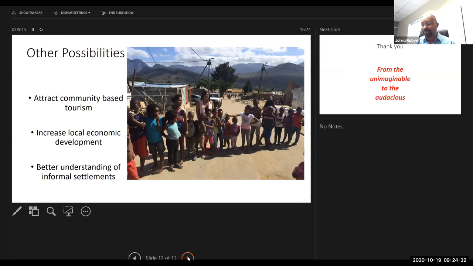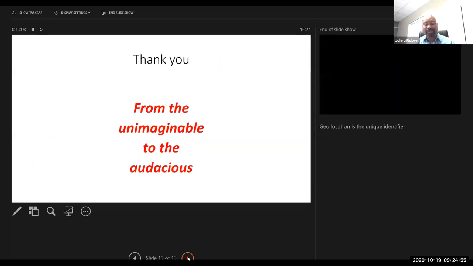Other possibilities in creating this process are that it attracts community-based tourism, increases local economic development, and job creation is obviously of very high importance. And then there's a better understanding of informal settlements in general, which is the primary purpose of our department for doing this. Lastly, I want to say that we want to take it from the unimaginable to the audacious, because what we're trying to do is not necessarily seen in the bureaucracy as proper or the way we should do things. And I thank you very much.